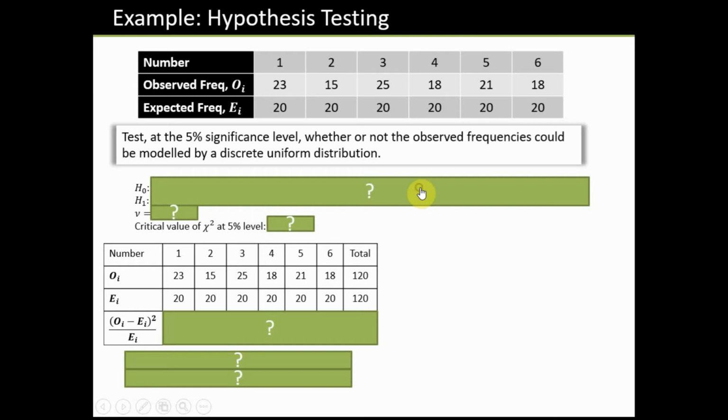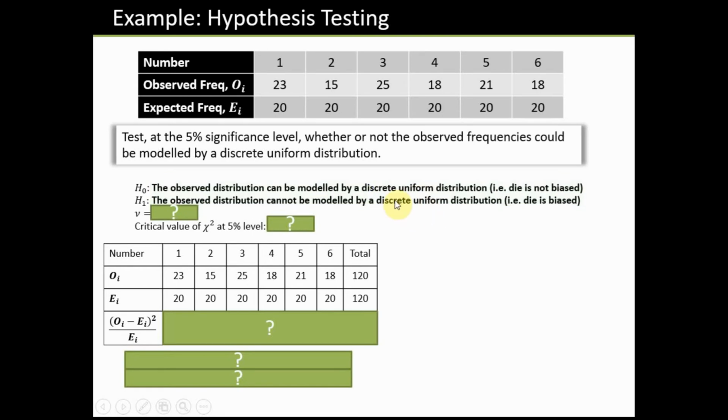So, as with all hypothesis tests, we start with our null hypothesis. The null hypothesis would assume that it does follow that distribution, and because we're testing that, the alternative is that it cannot be modelled by that distribution.